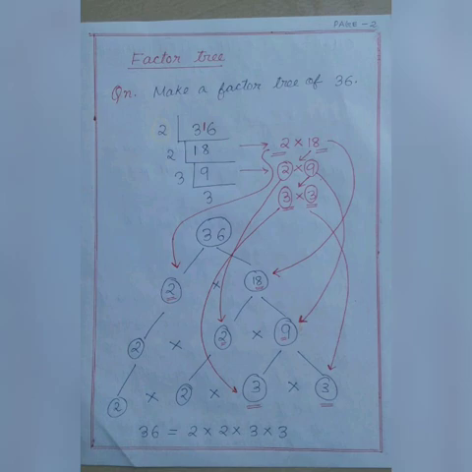When I have divided 18 by 2, I got 9. So 18 equal to 2 into 9. 2 and 9 I shall write, 2 on the left side and 9 on the right side. Again 9 is divisible by 3 and I get result 3. So for 9, I shall write 3 on the left side and the quotient 3 on the right side. So the factor tree gives 36 equal to 2 into 2 into 3 into 3.